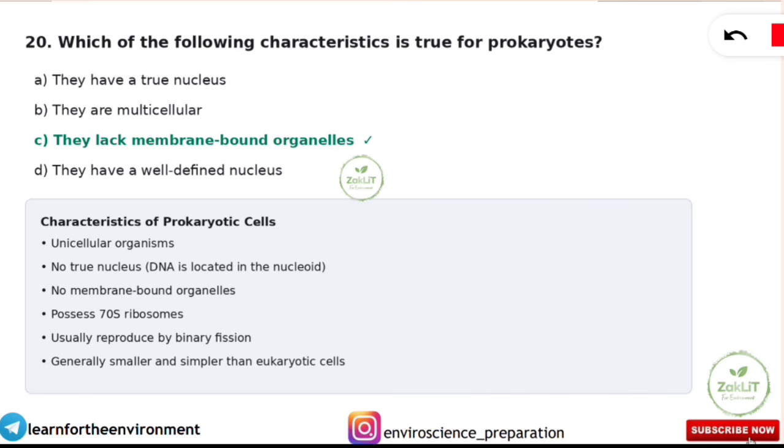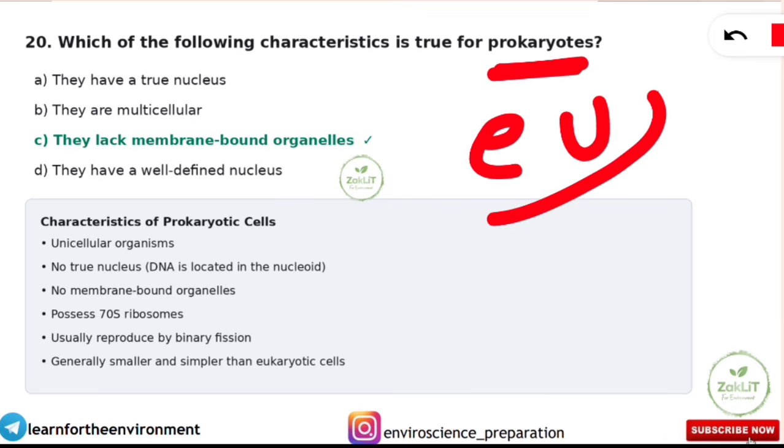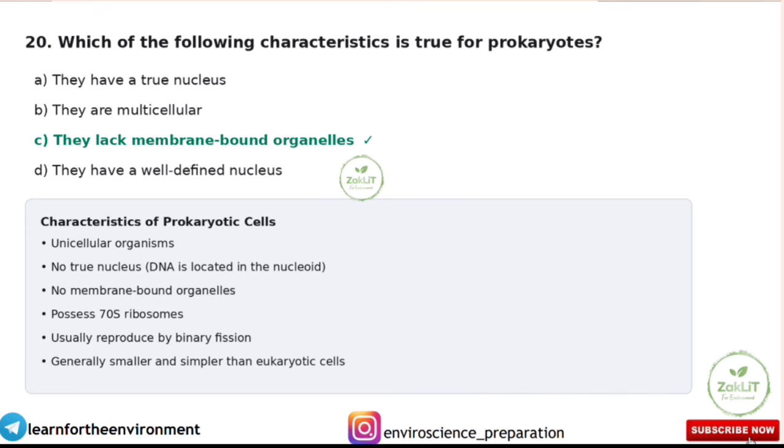Question is, which of the following characteristics is true for prokaryotes? Yes, prokaryotes, eukaryotes, we must be knowing from our class 12th. Eu means true. Eu means true karyotes. So karyotes means that it is related to the nucleus. They are having the true nucleus. But prokaryotes, they lack the membrane bound organelles. Yes, the option C will be correct. They lack membrane bound organelles. They don't have the true nucleus.